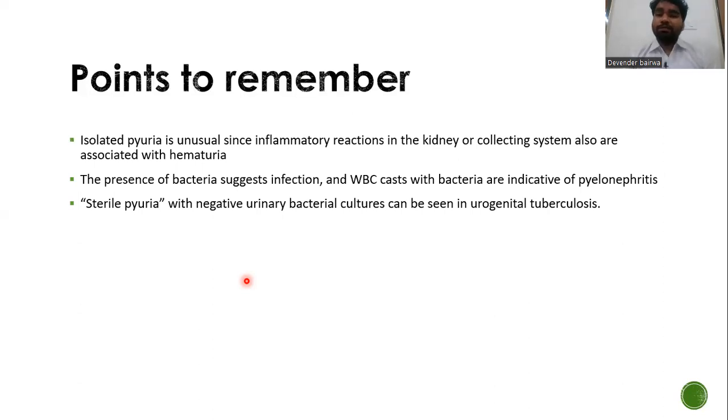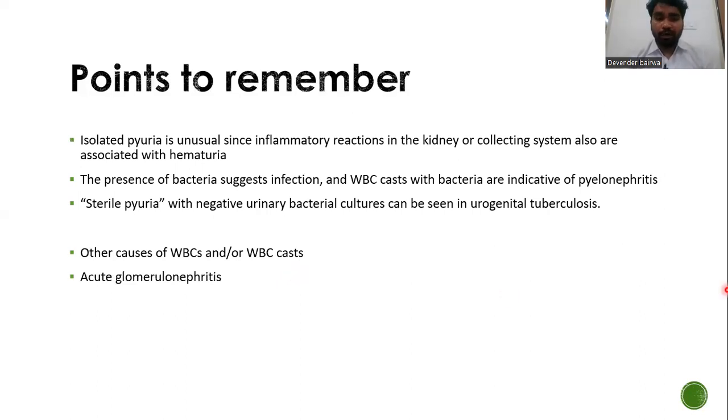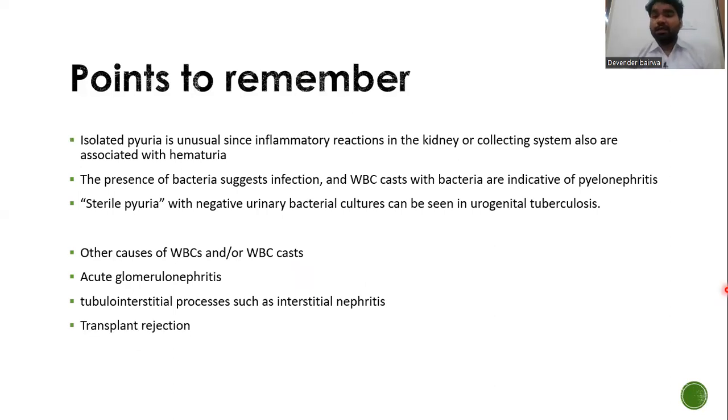So if suppose somebody is having sterile pyuria, especially in Indian settings, then you have to think about the urogenital tuberculosis. Some other causes where you can find WBCs, WBC casts apart from infection include acute glomerulonephritis, tubulointerstitial processes such as interstitial nephritis, and transplant rejection patients.